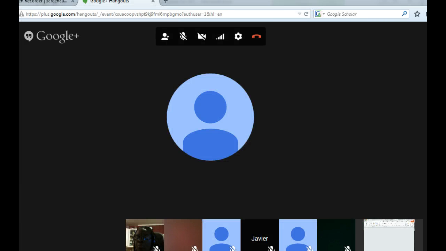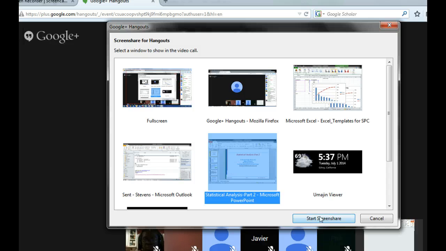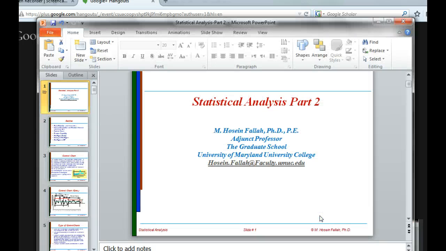And let me open up the other module. So this is what I call statistical analysis part 2. We're really focused on chapters 11, 12, and 13. This is what we're doing this week and next week, with chapter 13 dealing with the question of Six Sigma.